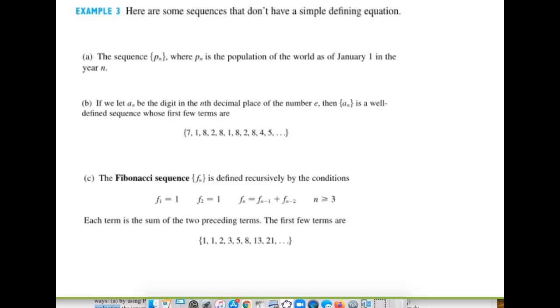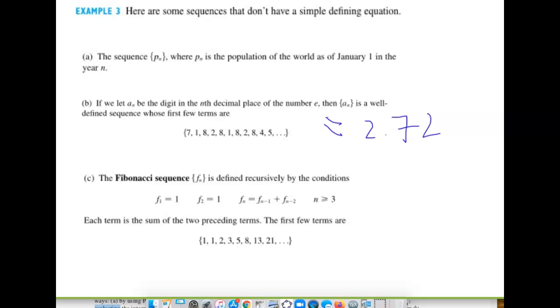Or if we let a sub n be the digit in the nth decimal place of the number e, Euler's number, which is like 2.72, but it's also an irrational number, like pi. There's no formula for this, but I can start it off: 71828182845.